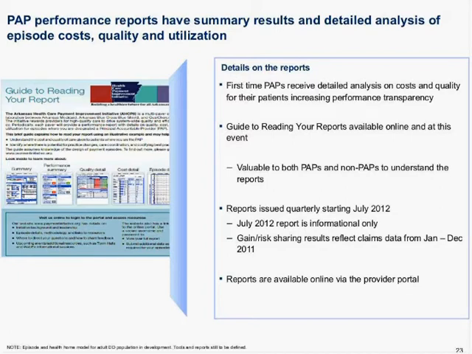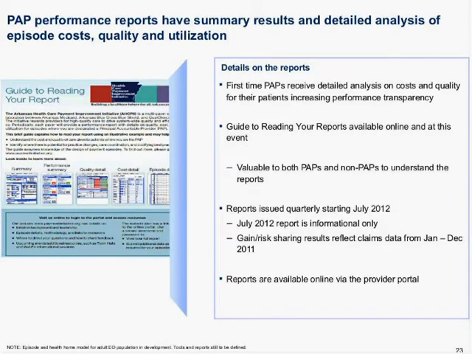A guide to reading your reports is available online and at this event. It is valuable to both PAPs and non-PAPs to understand the reports. Reports are issued quarterly starting July 2012. The first reports for CHF and TJR were issued in December of 2012 and reflect claims data from July 1st, 2011 through July 30th, 2012. Reports are available online via the provider portal, which will be discussed a little later in this webinar.